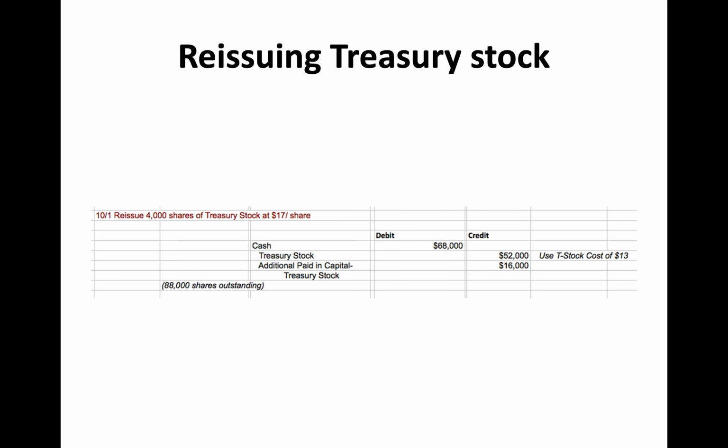The difference between cash and treasury stock, $16,000, is a credit to additional paid-in capital, treasury stock. You'll note that the additional paid-in capital account is different for treasury stock from normal paid-in capital that we saw in the first example.